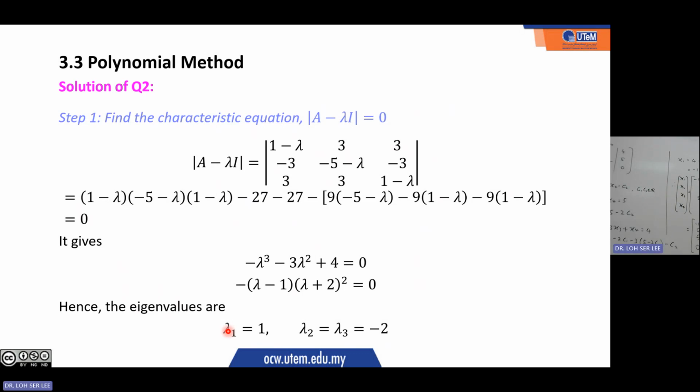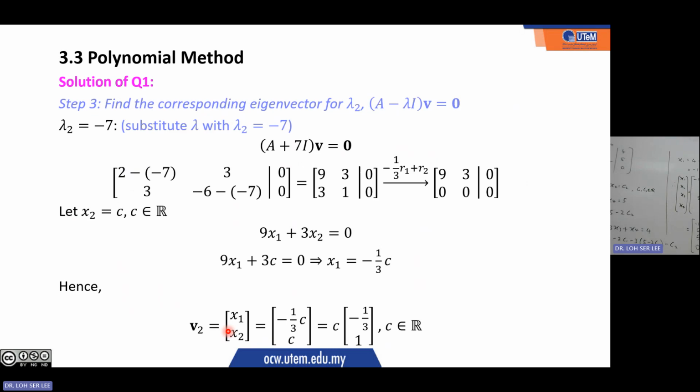Okay, any questions? Just use the given matrix, with the main diagonal entries all minus lambda. Then find the determinant, let it equal 0, and solve for lambda. That is your eigenvalues.